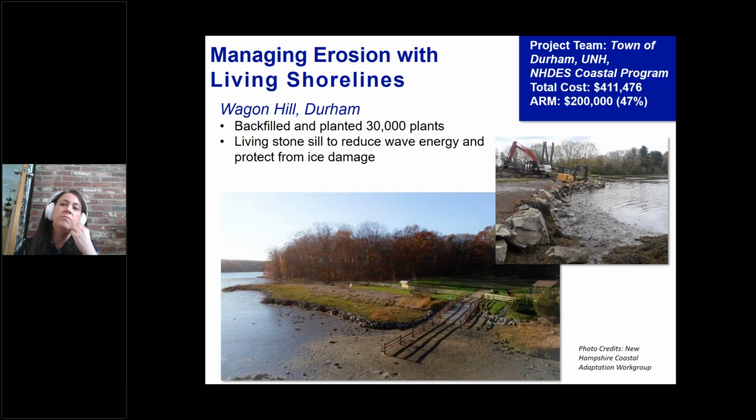This project received funding from the DES Coastal Program and the ARM program. They were able to backfill and plant 30,000 saltwater plants, use living stone to reduce the wave energy and protect the living shoreline. This was a project with a large partnership with UNH, the coastal program, the town of Durham. So that is one example of a project that was an ARM-funded mitigation living shoreline.